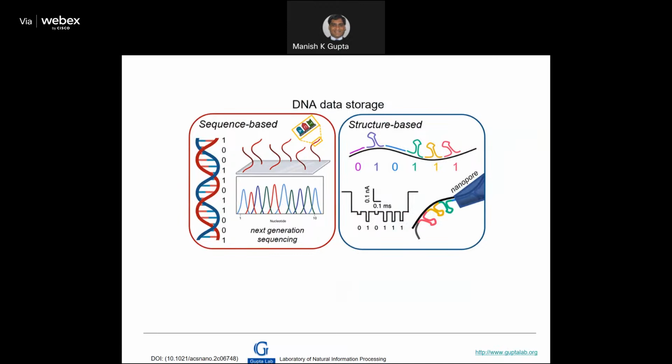Another one is structure based. So you write data on the structure of DNA. Like that double helix, you make holes. Wherever there is a hole, you call it 1. Where there is no hole, you call it 0. And that is how, in the structure, you can store data.